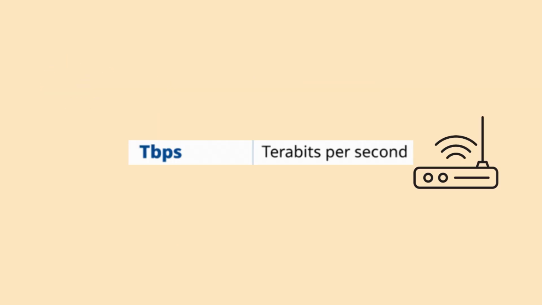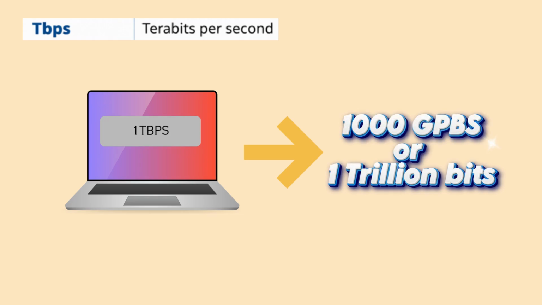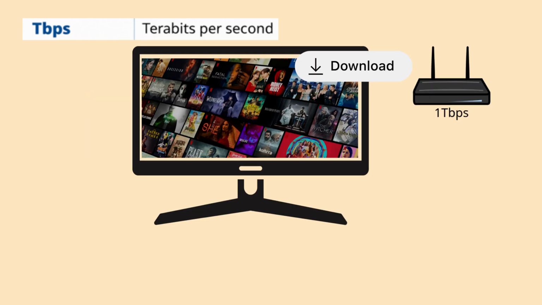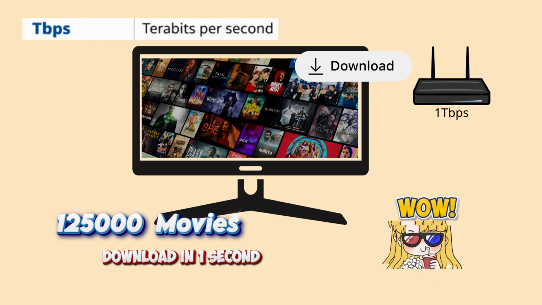Next comes terabits per second. Terabits per second introduces a future-ready scale of internet capacity, where 1 terabit per second equals 1,000 gigabits per second. To put it simply, at 1 terabit per second, you could download around 125,000 movies in a single second. Terabits per second is not your home Wi-Fi speed.